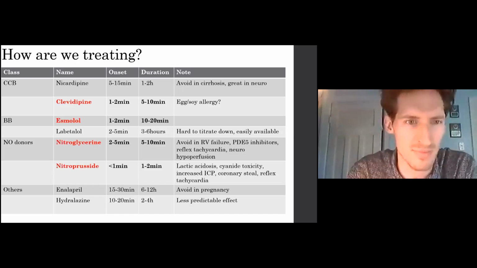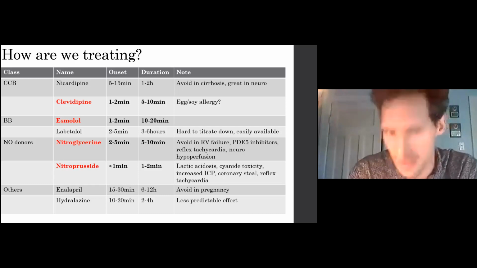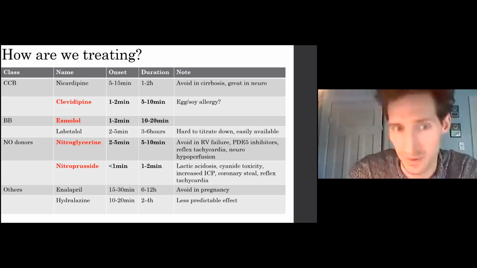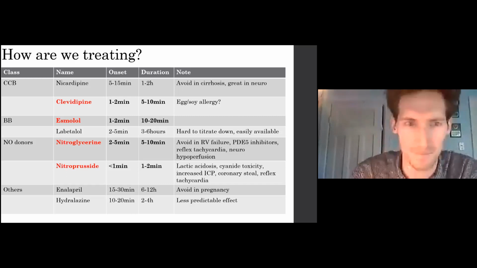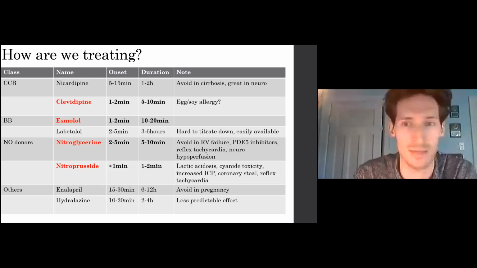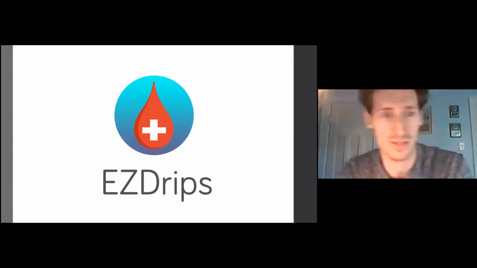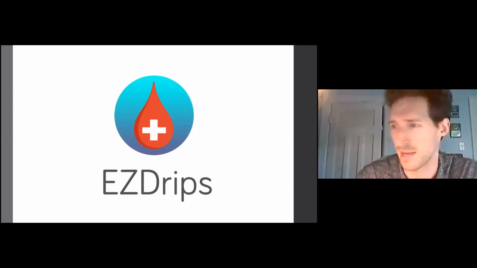And really, clevidipine, esmolol, and nitroglycerin are going to be the ones that are fully titratable and great to use in critical situations. Nitroprusside is titratable, but if you have nitroglycerin, then that's what I would use preferably. I didn't put any dosages because we live in the 21st century, and we have great apps. This is one of them, Easy Drips, and I absolutely adore it. I use it frequently, and I highly recommend that you all use it.